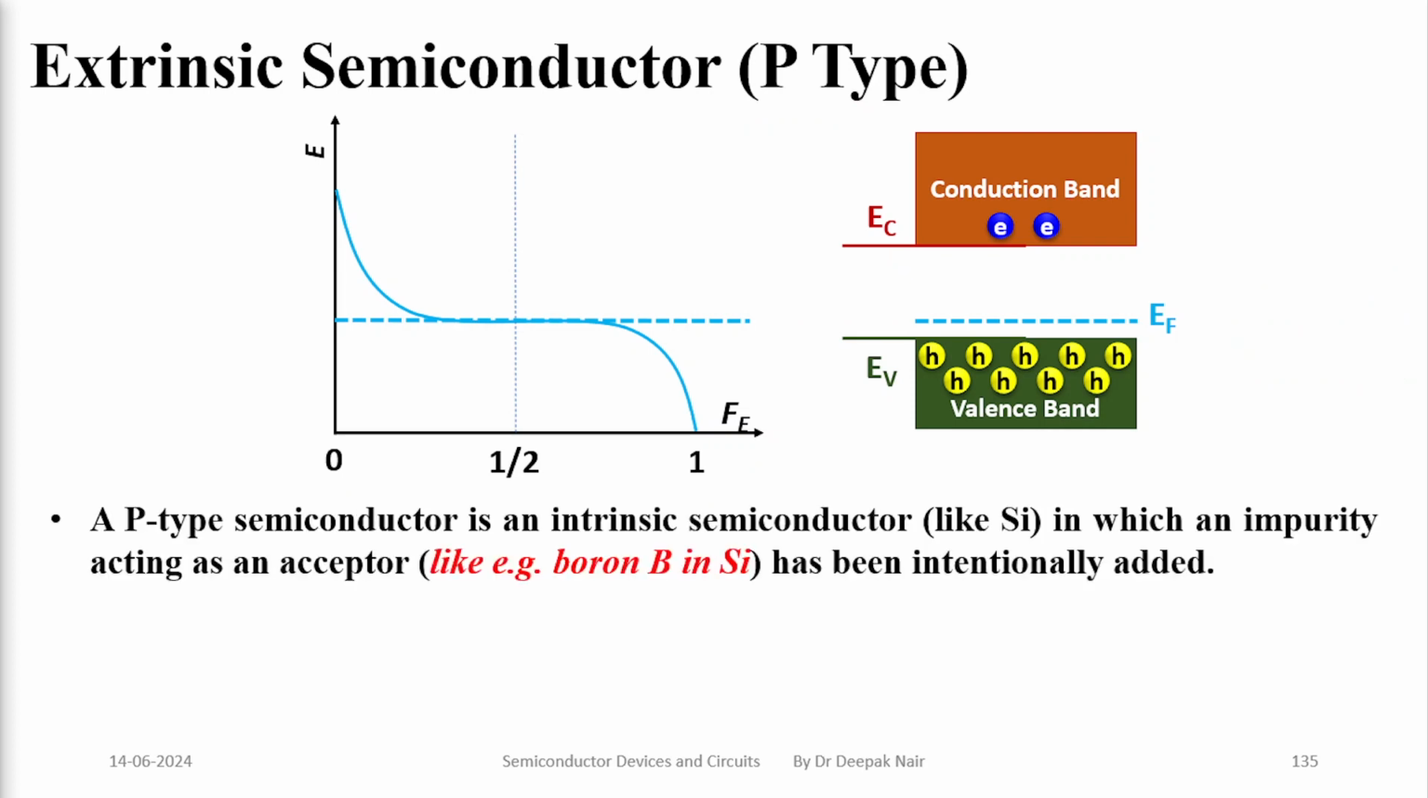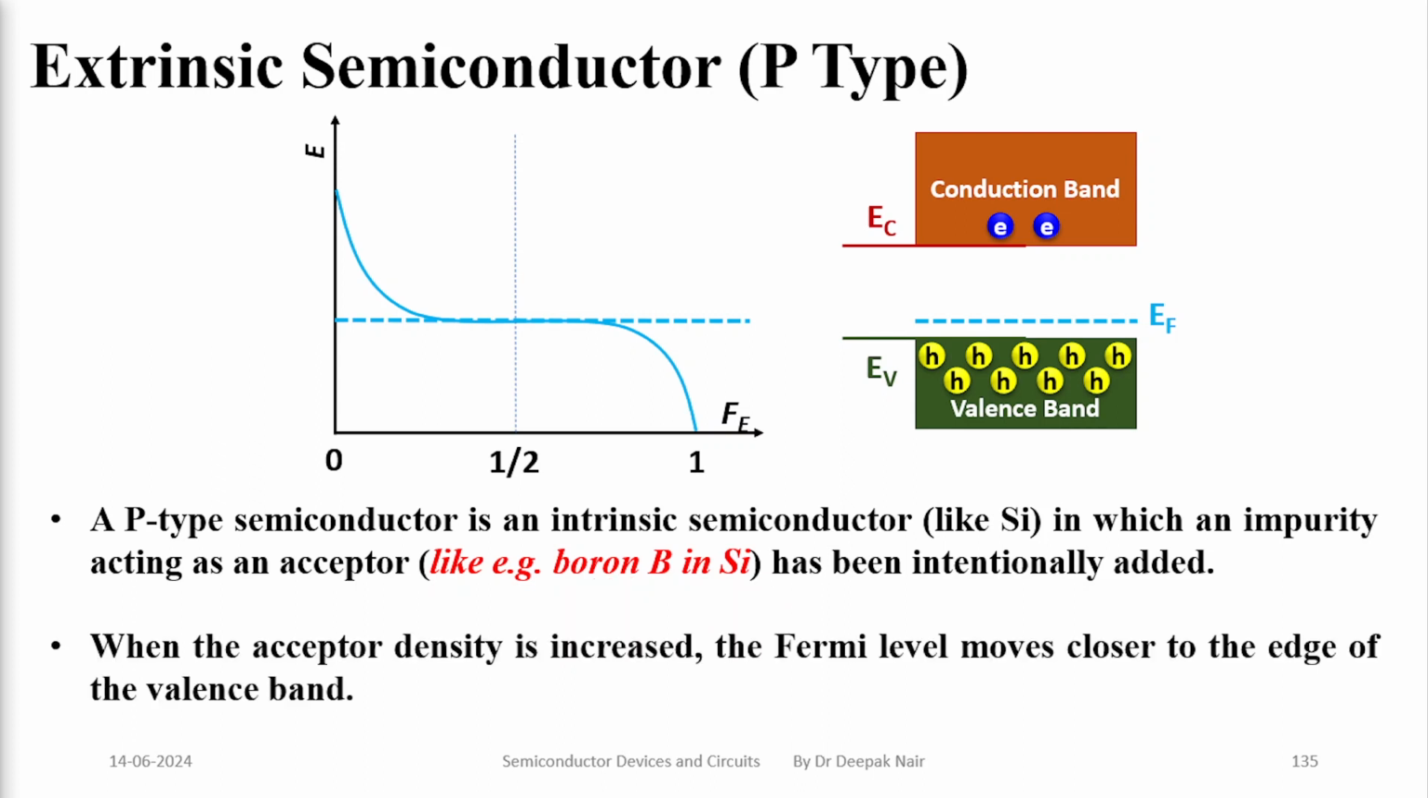The impurities that we generally use in case of p-type semiconductors are from third column elements. One example is boron, which we can add with silicon, the pure semiconductor, and boron comes from the third column elements.